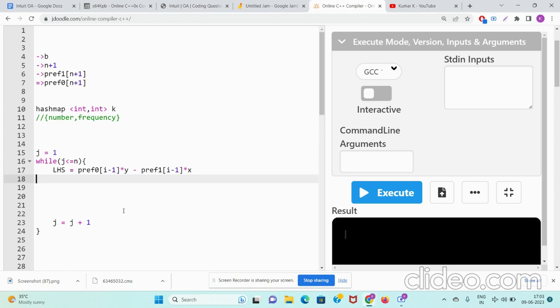Now I want all of you to put this LHS in your hash map. Insert the LHS in your hash map. So K is my hash map, right? So K of LHS is equal to, I will increment the frequency now, I'm inserting it. So K of LHS is equal to K of LHS plus 1. That's it. That's all we had to do.